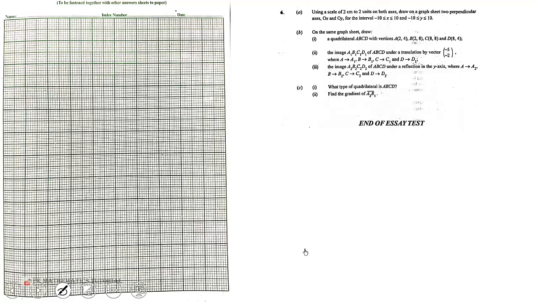So here we have question number 6 on transformation. Using a scale of 2 centimeters to 2 units on both axes, draw on a graph sheet 2 perpendicular axes, OX and OY, for the interval -10 to 10 on both axes. So let's do that. We draw our axes, the X and the Y axis. So we now indicate the scale, 2 centimeters to 2 units on both axes.